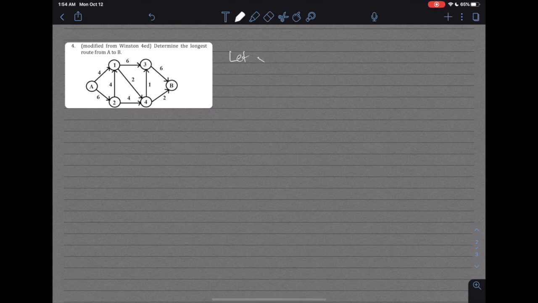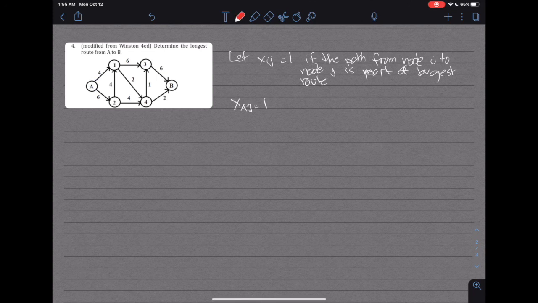So we let xij be equal to 1 if the path from node i to node j is part of the longest route. To illustrate, if xA1 is equal to 1, this means that this path is part of the longest route. If x24 is equal to 1, that means that this path is part of the longest route.